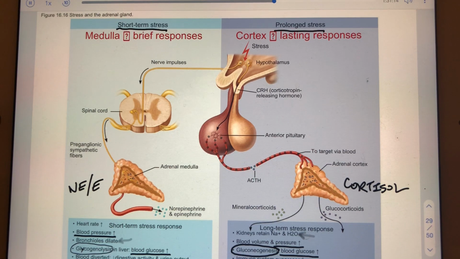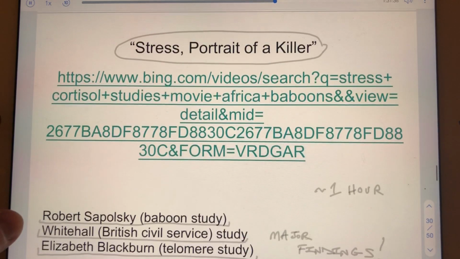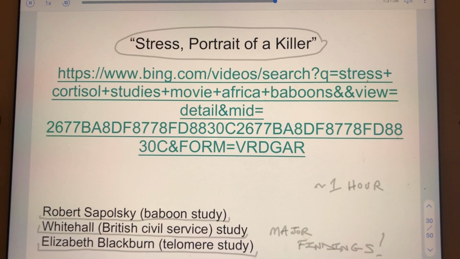And then some differences, right? Some of the targets are a little different. But overall, very similar responses. Good. Now, on slide 31 is the URL for a movie, a video. And just in case the URL doesn't work, what you're looking for is called Stress, Portrait of a Killer.